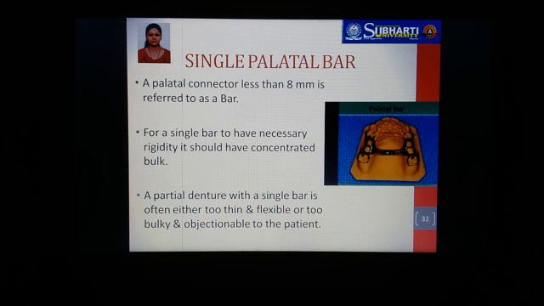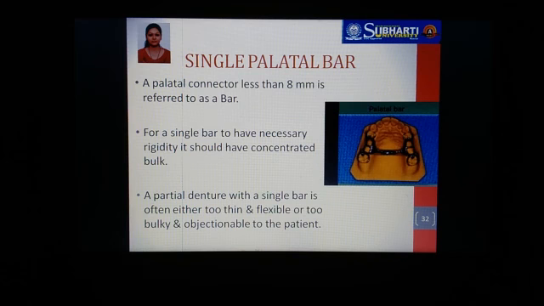So advantages, it can be used for interim applications because it is very difficult to decide whether we have to keep the bulk or not, while keeping in mind that the width should be less than 8 millimeters. Disadvantage, if we are keeping it less than 8 millimeters, we have to increase the bulk, and that is going to be very uncomfortable for the patient.